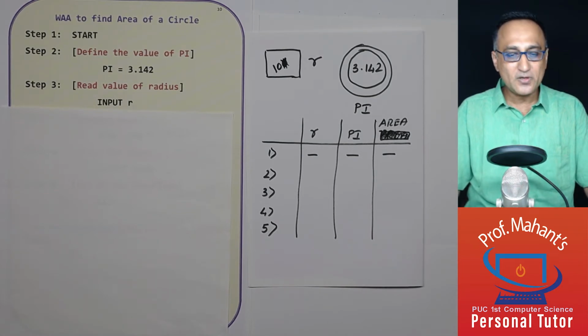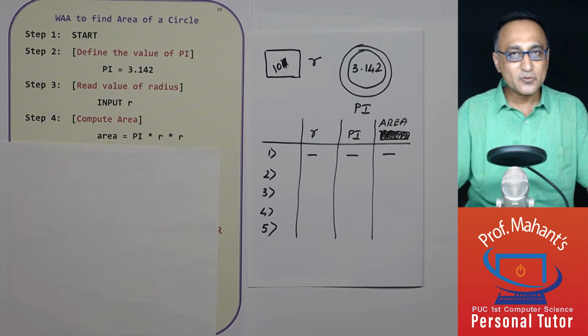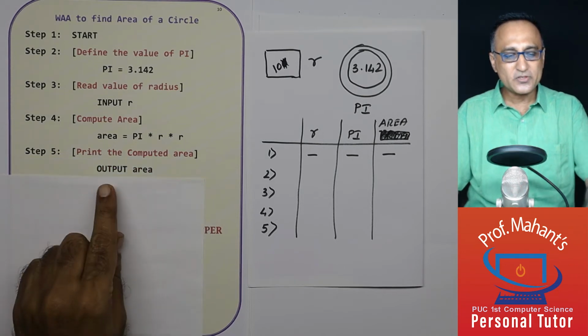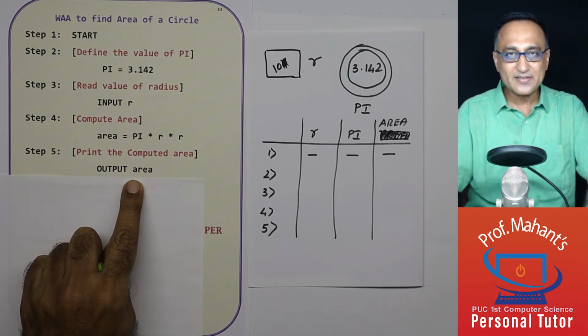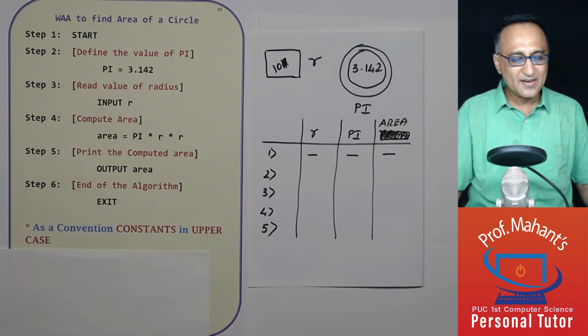What is step number 4? Step number 4, I calculate the area, or I compute the area. Area is what? Pi into radius. Once I calculate the area, what am I supposed to do? I am supposed to print out the area in step number 5. I print the computed area in step number 5. So I am going to say output area. So I am going to display whatever is the area on the screen. And last but not the least, step number 6, I am going to end the algorithm, or I am going to halt.